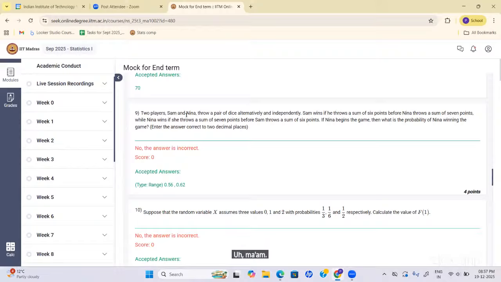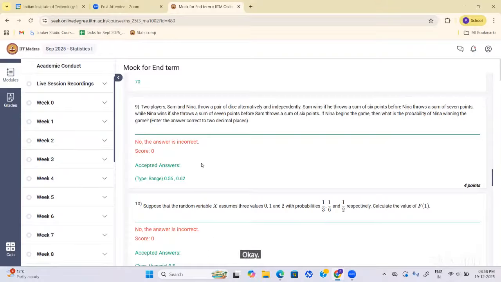Ma'am, is this the case of hypergeometric distribution? Hypergeometric, I don't think we use hypergeometric here. We don't need to use hypergeometric. It's a simple probability question. Okay, ma'am.